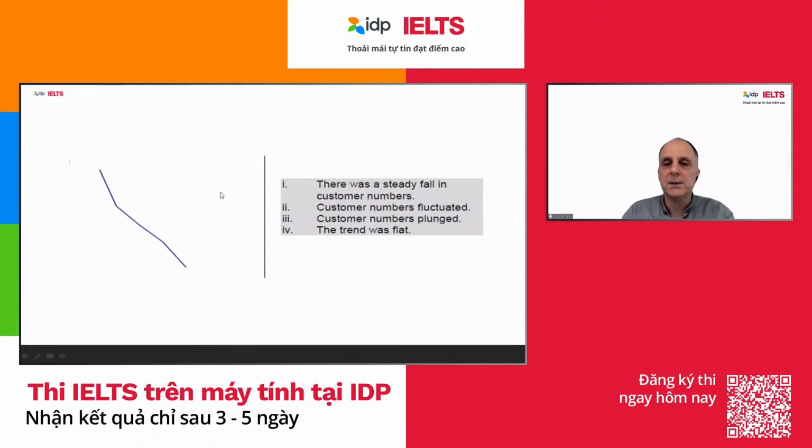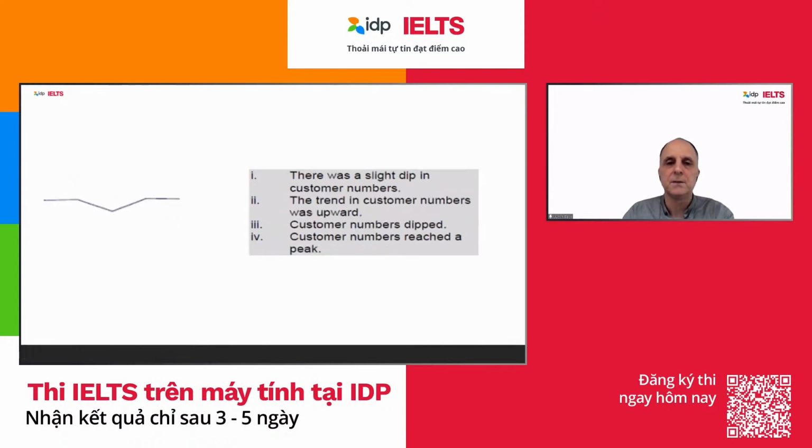that's it. Customer numbers plunged. That's it, yeah. So you can see the difference between the one before, where it was quite gradual. For this one, it's obviously a lot stronger. So plunged is a better one for that. And this one.